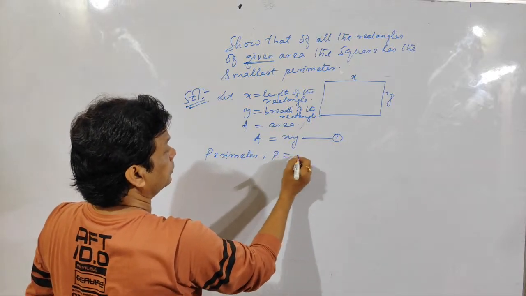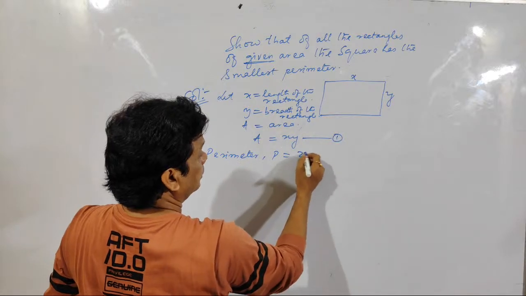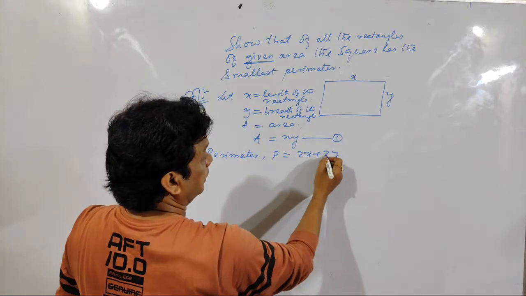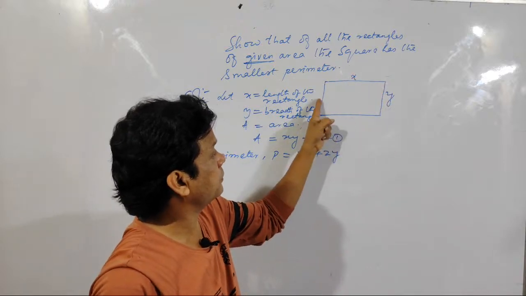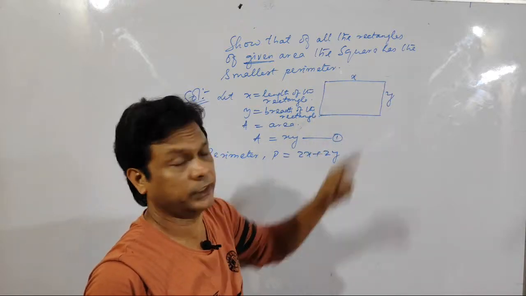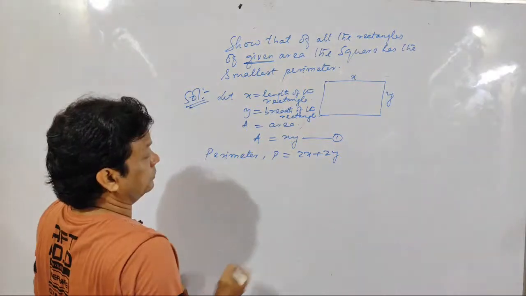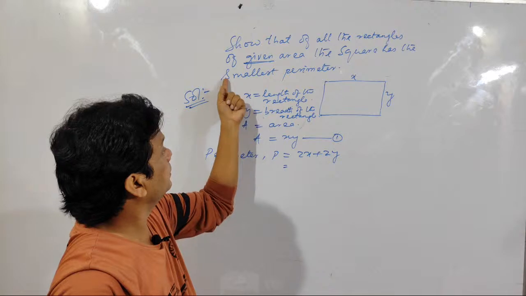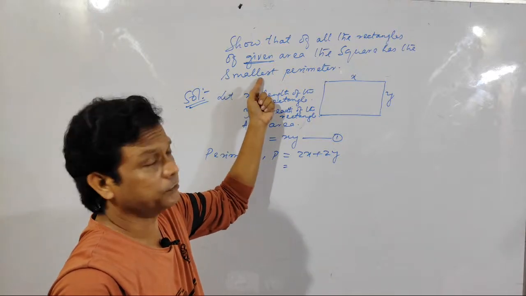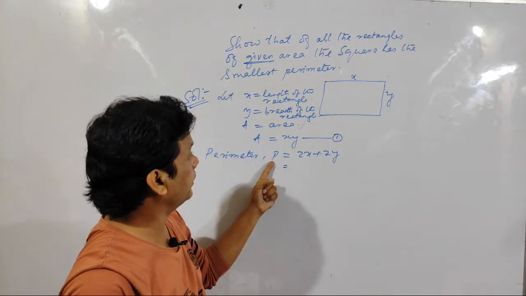So now perimeter P is equal to, what is the perimeter of this one? 2x plus 2y. Perimeter means sum of the boundaries. x plus y plus x plus y, that means 2x plus 2y. Clear? Now, see here. You have to show P is minimum. Smallest means minimum.